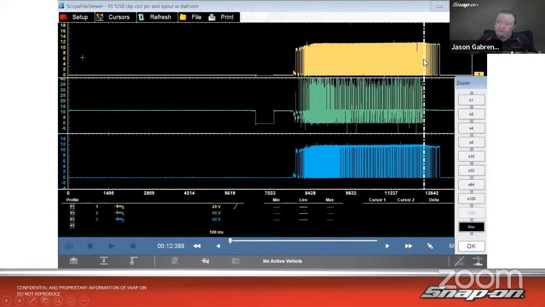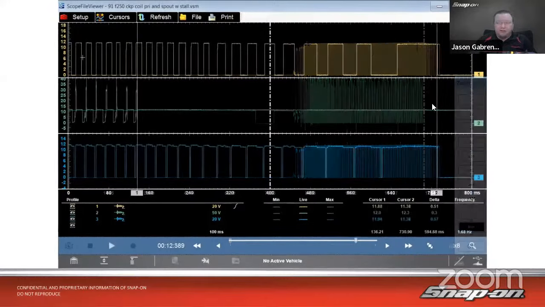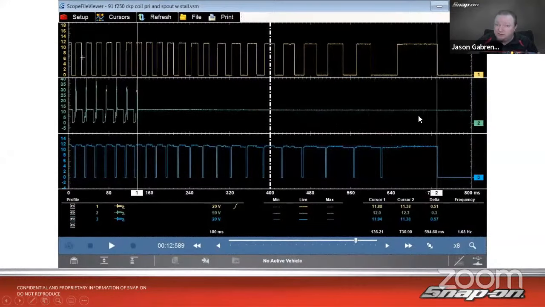So the crank sensor was working right along. The spout signal was working right along. And that ignition signal failed. So in this case, that's a bad ignition module. Now, I know they had problems with the ignition module, but this just goes to show you just because it's new doesn't mean it works.